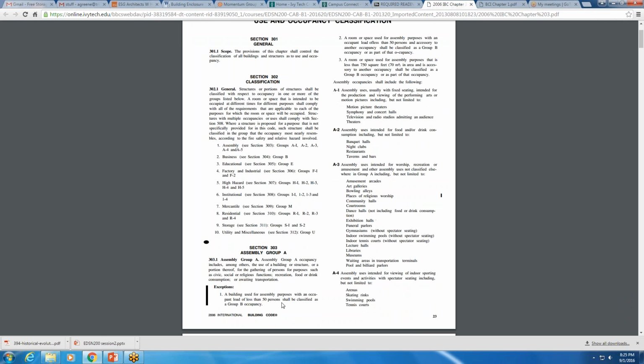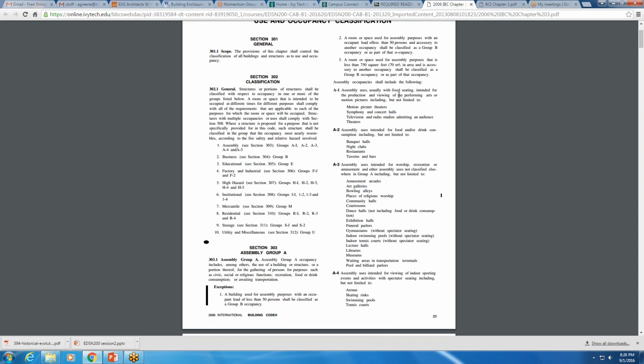We're looking at assembly, which was Group A. It tells you what assembly Group A is. It's an occupancy that includes, among others, the use of a building or structure, or a portion thereof, for the gathering of persons for purposes such as civic, social, religious functions, recreation, food or drink consumption, or awaiting transportation. So Group A breaks into some subgrouping, which is different. Some of them only have A, B, there's A, B, C, D. Some might just be B and it covers everything. But A breaks into A1, A2, A3, A4.